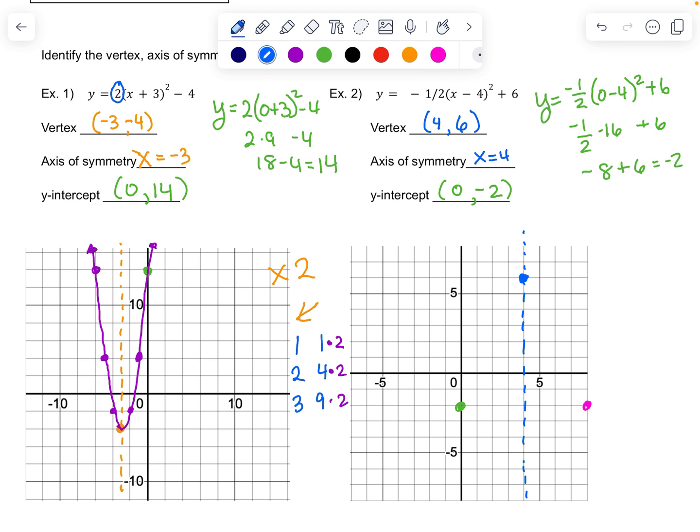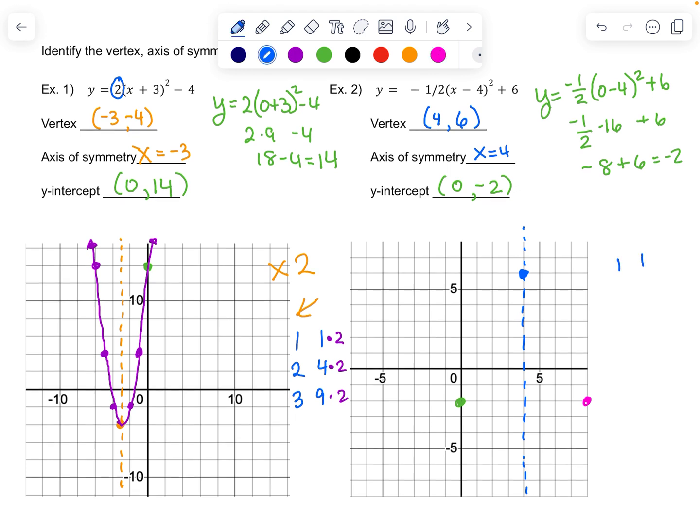All right, so now we'll use our parent graph. Our parent graph was 1 squared is 1, 2 squared is 4, 3 squared is 9. But our a value now, you guys, is -1/2. So that tells me that we're going down. I'm only going to be going half of this, half of this, and half of this. So when I go over 1, I'm only going down 1/2. Buy one, get one free. And then when I go over 2, I'm going to be going down half of 4, which is 2. 1, 2. So boom, and buy one, get one free.